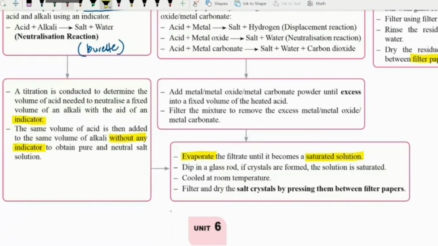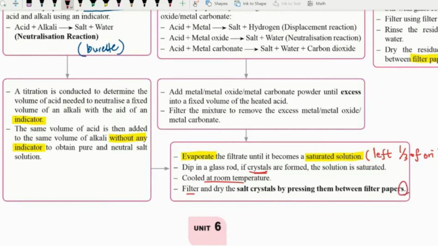How do you know it is saturated already? Normally you record down until only one third of the original solution is left. Then dip a glass rod. If crystals are formed, the solution is saturated. You will see the salt crystals. Then let it cool down to room temperature, then filter it and dry the salt crystals by pressing them between filter papers.